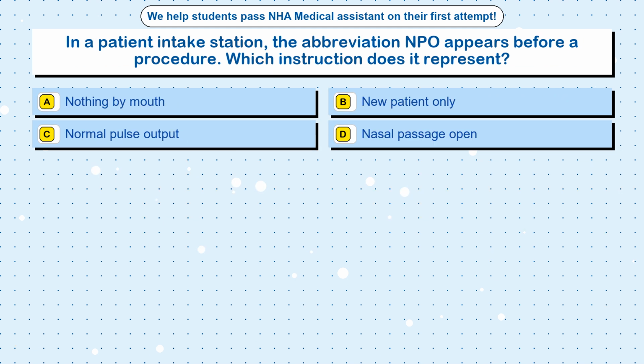Question 90. In a patient intake station, the abbreviation NPO appears before a procedure. Which instruction does it represent? Option A. Nothing by mouth. Option B. New patient only. Option C. Normal pulse output. Option D. Nasal passage open.